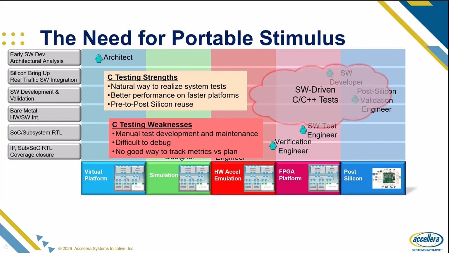It's difficult to debug what's going on sometimes because you can't always correlate between what's going on in the software and what's going on in the hardware. And there's really no good way to track these metrics against the plan other than a checkbox in a spreadsheet that says, yeah, I did this test, I did that test. But being able to correlate that back down to specifics in the design or coverage closure or things like that is a little bit difficult at that level.